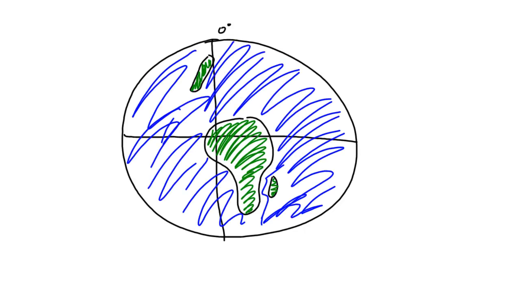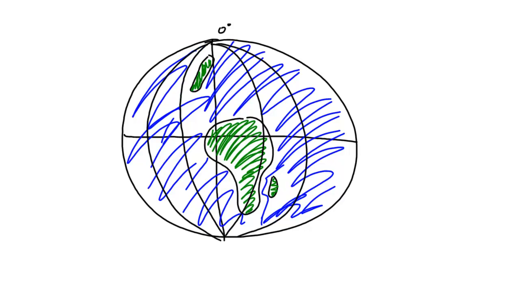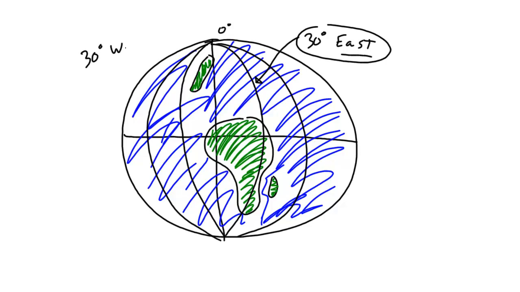And I'll draw in some of the other lines of longitude here for you. And just for fun, I'll say, hey, where's 30 degrees east? And you'll see it's to the east of the prime meridian. And if we wanted to find 30 degrees west, it would show us on the other side.